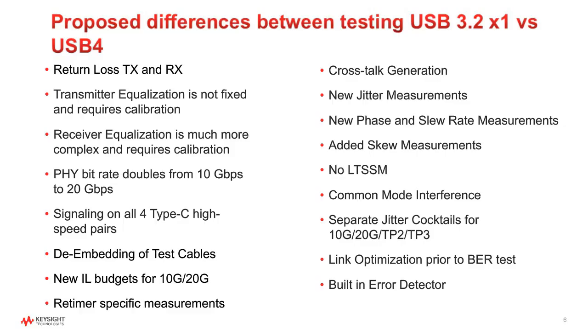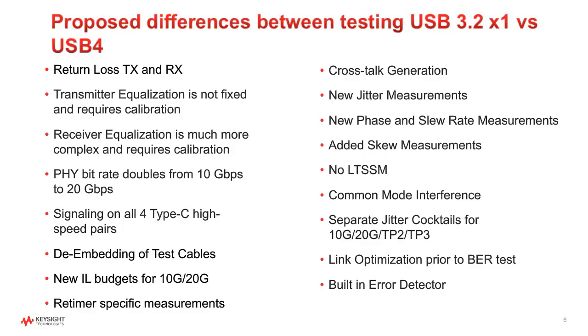In USB 3, we never had to calibrate or do anything with the TX EQ. For one thing, there's only one TX EQ. Well, it's much more complicated. There are 16 presets of TX EQ for USB 4. So not only do you need to calibrate and test them, you need to find the optimal one that creates the best eye opening. So that's also different.